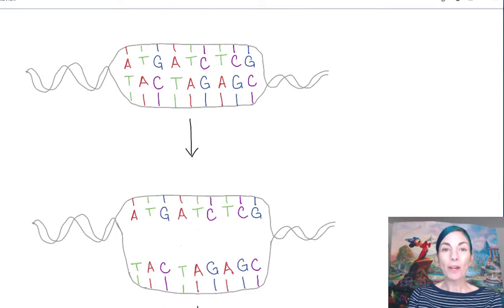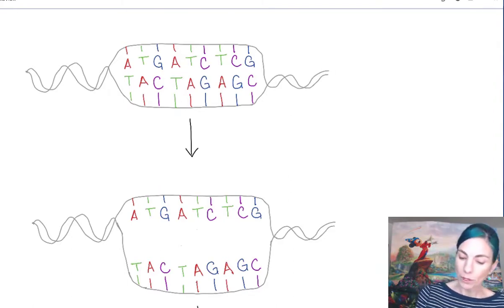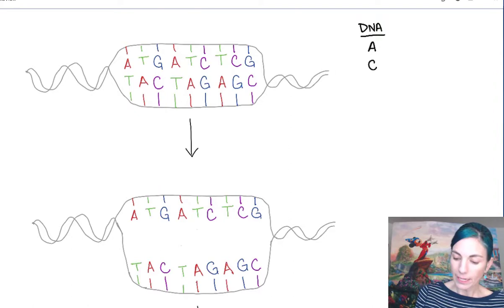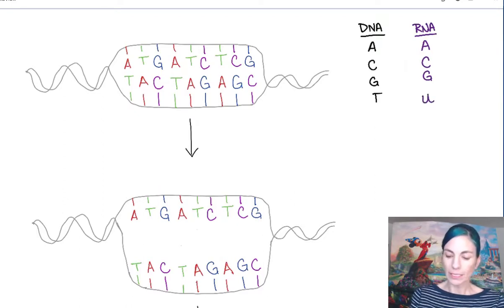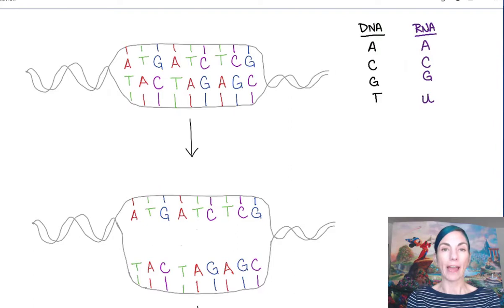All right, now we are going to get into the RNA synthesis. So RNA is very similar to DNA, and in fact it shares 3 of the same bases, but one of the bases for RNA is different. So DNA bases are A, C, G, and T. RNA bases are also A, C, G, but there is no T, there's no thymine in RNA. There is only uracil. So uracil, or U, is substituted for thymine.